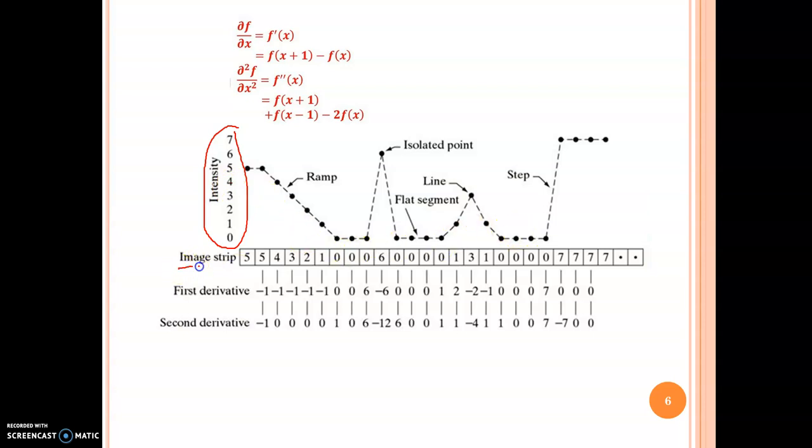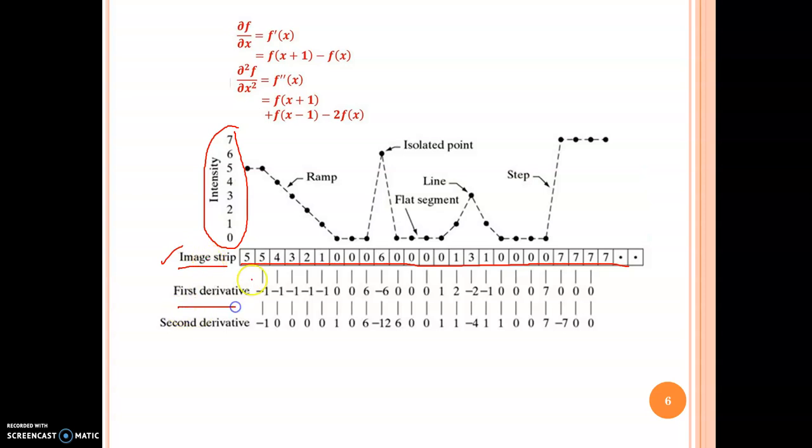Now this is my image strip, and these are the intensity levels in my image strip. Whatever values I have here, I write as an image strip. So you have 5, 4, 3, 2, 1, then again 0. Then you have a sudden increase to 6 where you have a point. Then again 0, then you have the line, that is 1, then an increase to 3, then again to 1, then again to 0. So this represents the intensity profile, that is the image strip.